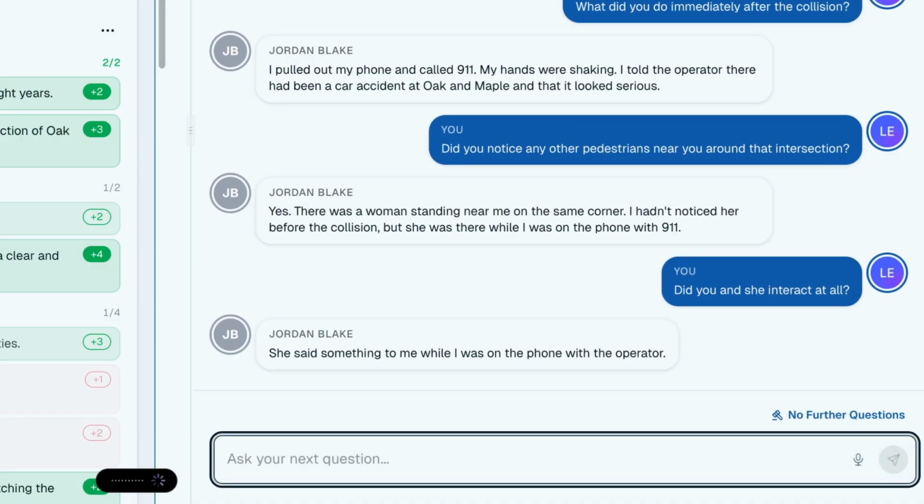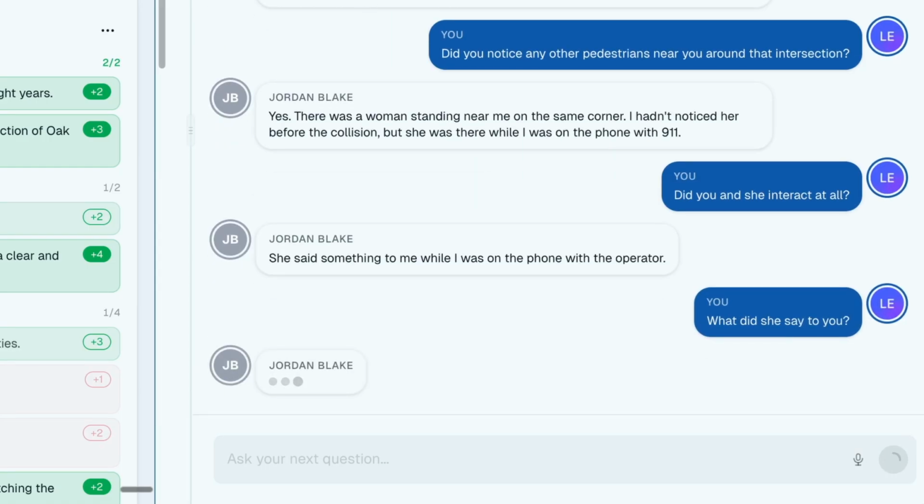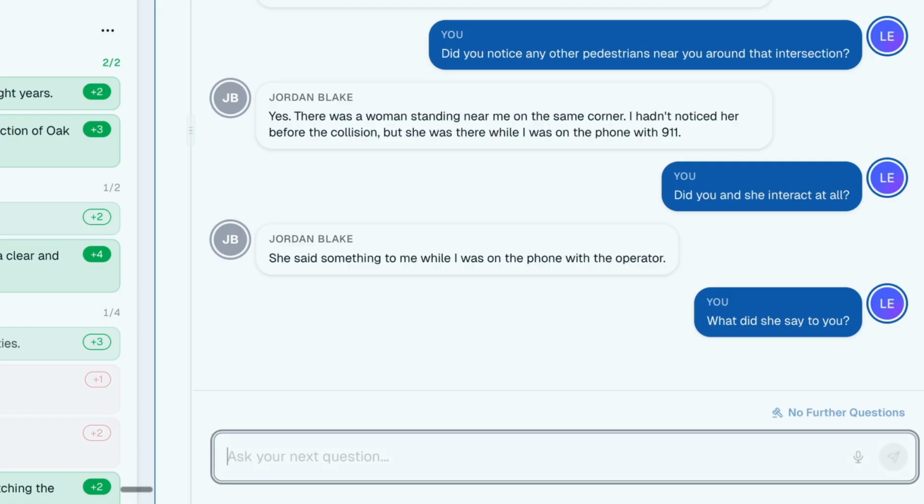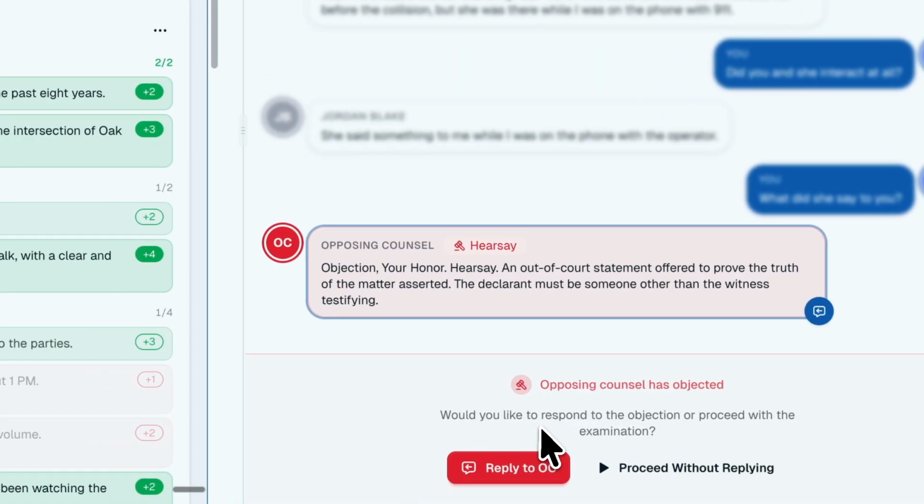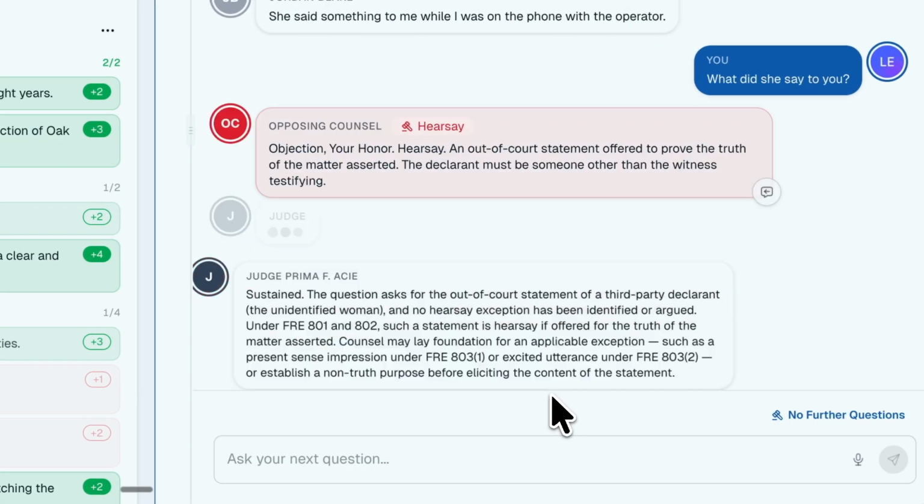After the collision, another pedestrian told Jordan Blake, the mail carrier, that she saw the defendant's SUV run a red light before crashing into the plaintiff. As plaintiff's attorney, I would love to get that testimony into evidence. So I asked Mr. Blake to repeat what the pedestrian said to him. But as you can see, opposing counsel has objected on the grounds that my question calls for apparent hearsay testimony.